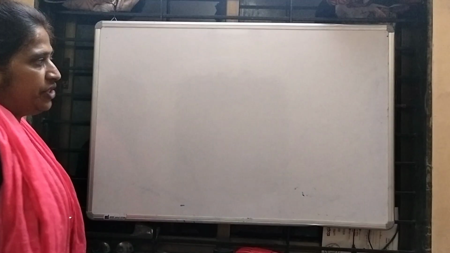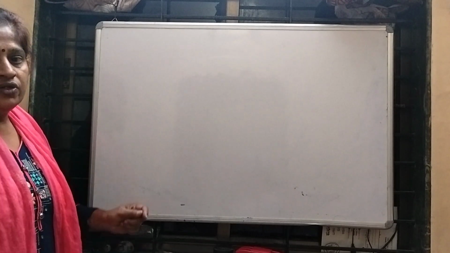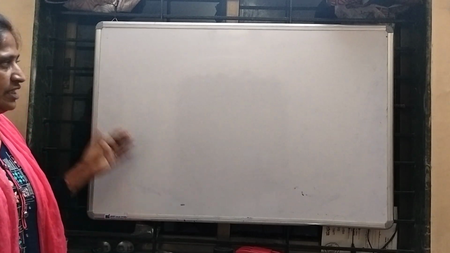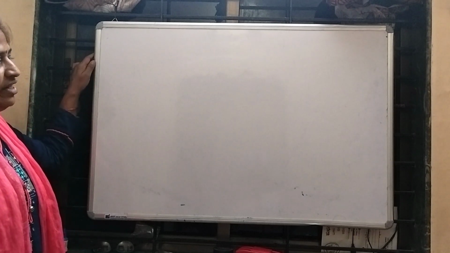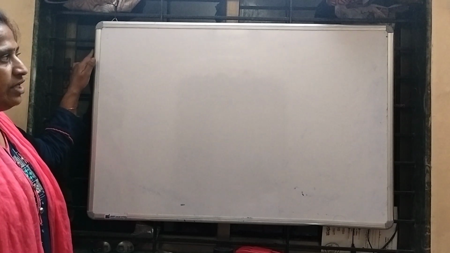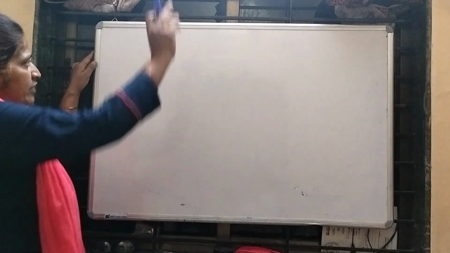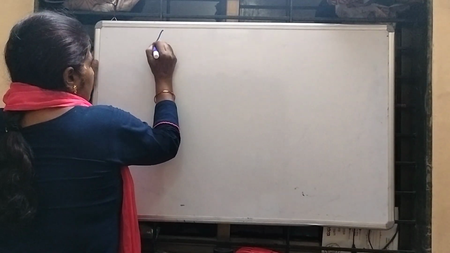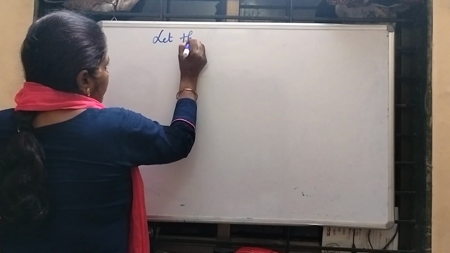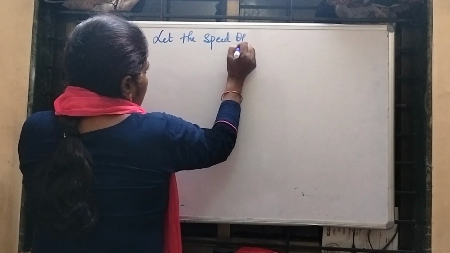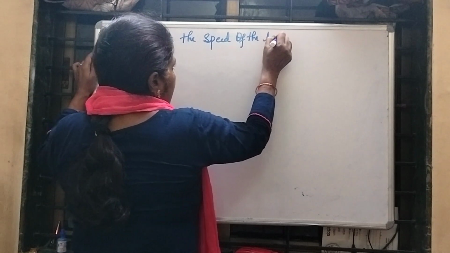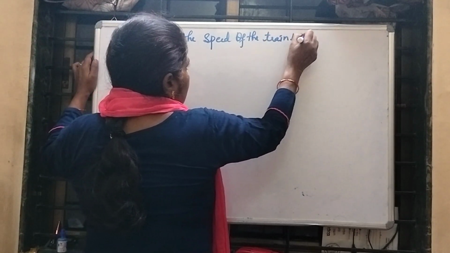That is, a train travels at a speed of... it covers a distance of 360 kilometers. Here we need to find the speed of the train only. So we'll write that first. Let the speed of the train be x.